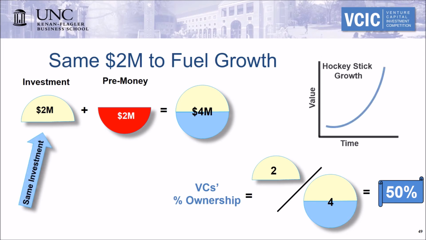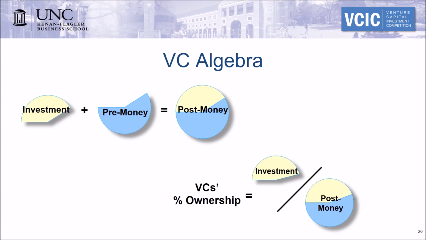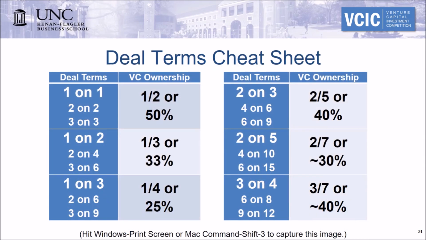Note that we're talking about the same $2 million investment to fuel growth in this startup. It is a lower pre-money valuation that results in the higher percentage of ownership for VCs. Again, the algebra isn't difficult. The trick is having a deep understanding of how pulling one lever affects other variables. I recommend you print out or memorize a cheat sheet like this one so that you'll have easy access to this information when you're on the hot seat.